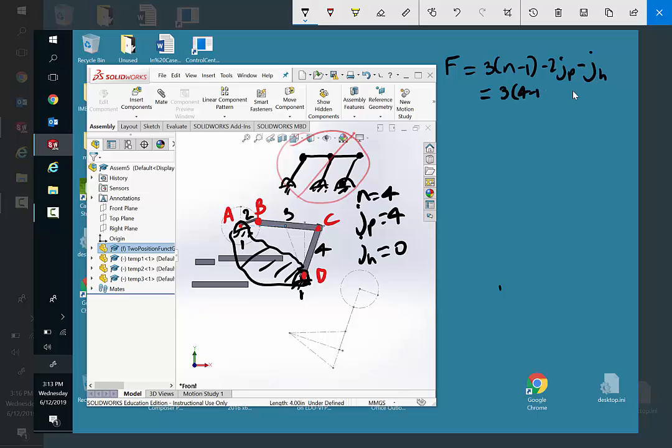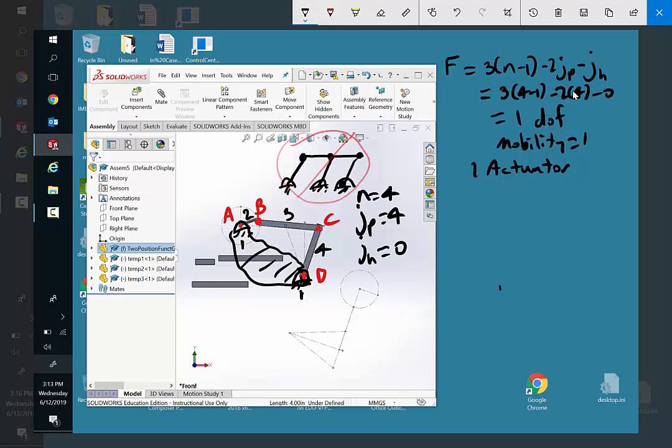So plug it into our equation. 3 times (4 minus 1), minus 2 times 4 minus 0 equals, no big surprise, 1 degree of freedom, or mobility, equals 1. And most importantly, what that means is we need only one actuator.